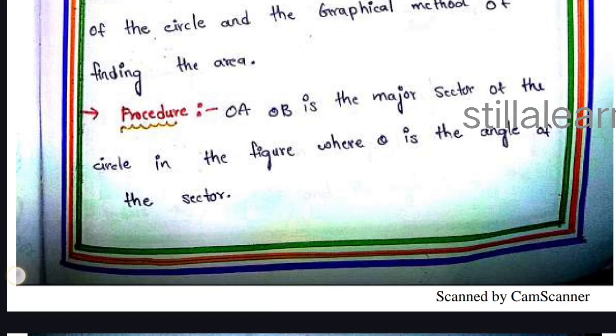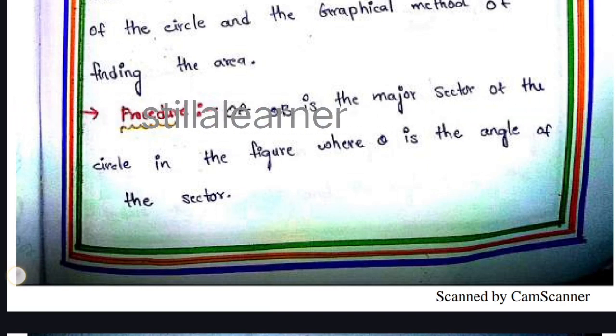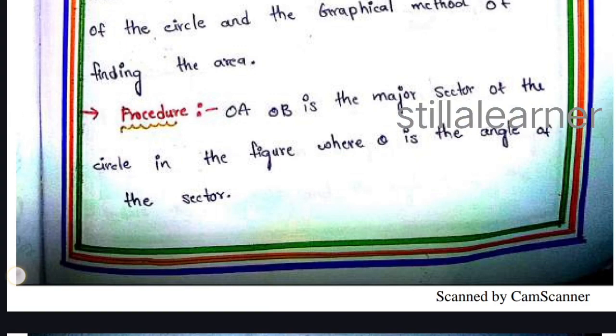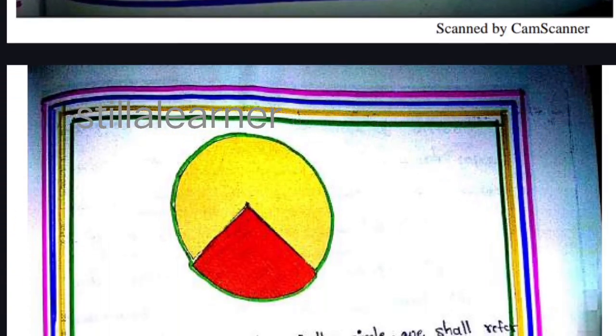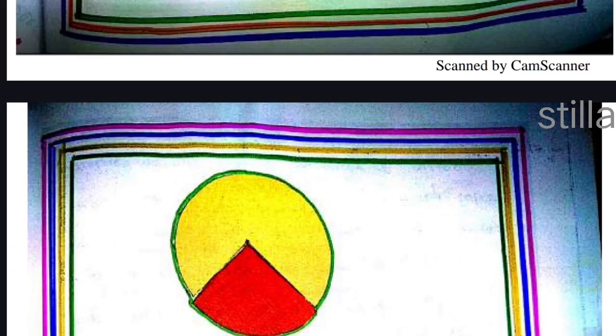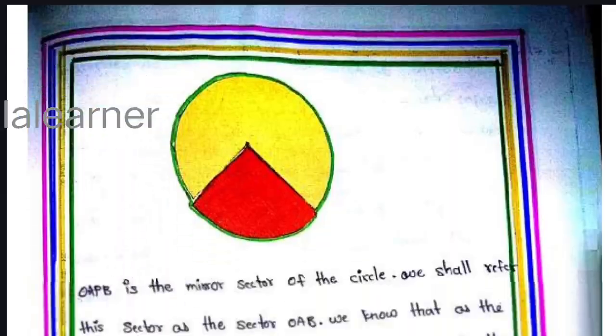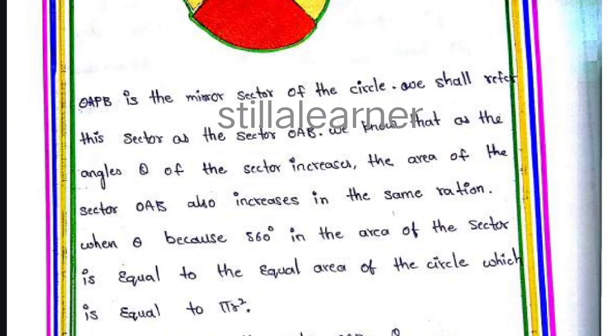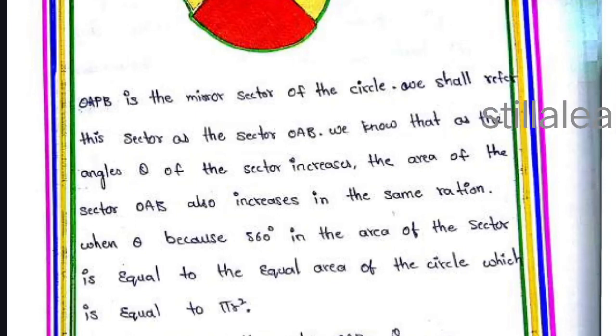So procedure: OAB is the major sector of the circle in the figure, where theta is the angle of the sector. Let's see the figure. Okay, this is the figure. The red part is our angle. This is what our sector is. The midpoint is O, and the sides are OA and OB. So like that, then just see the procedure.